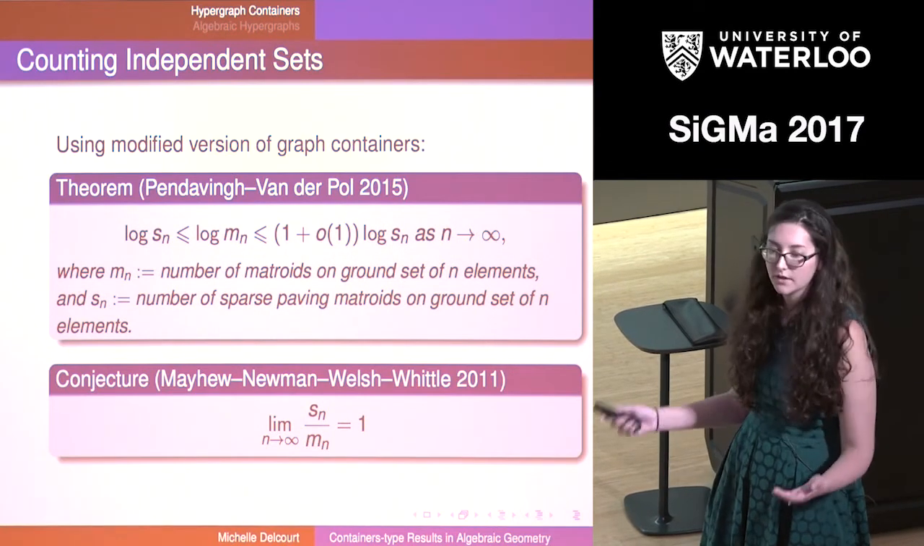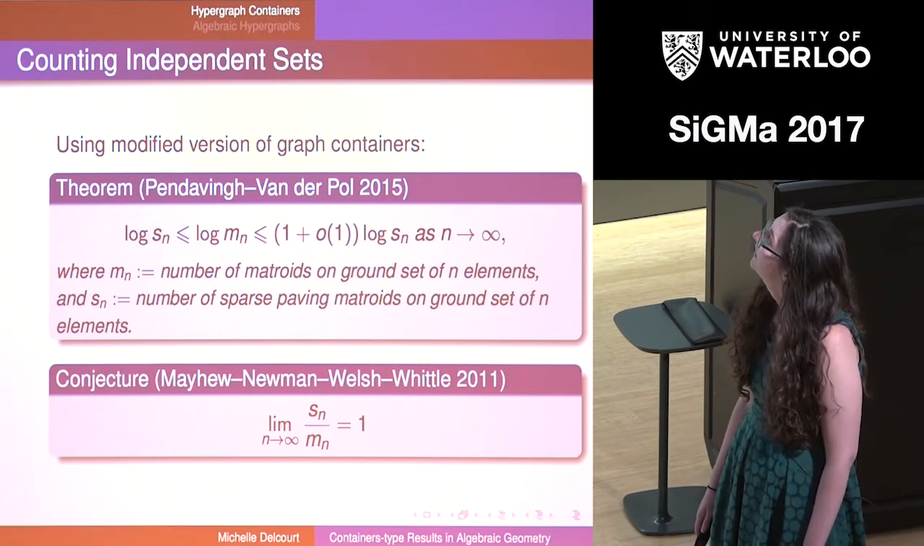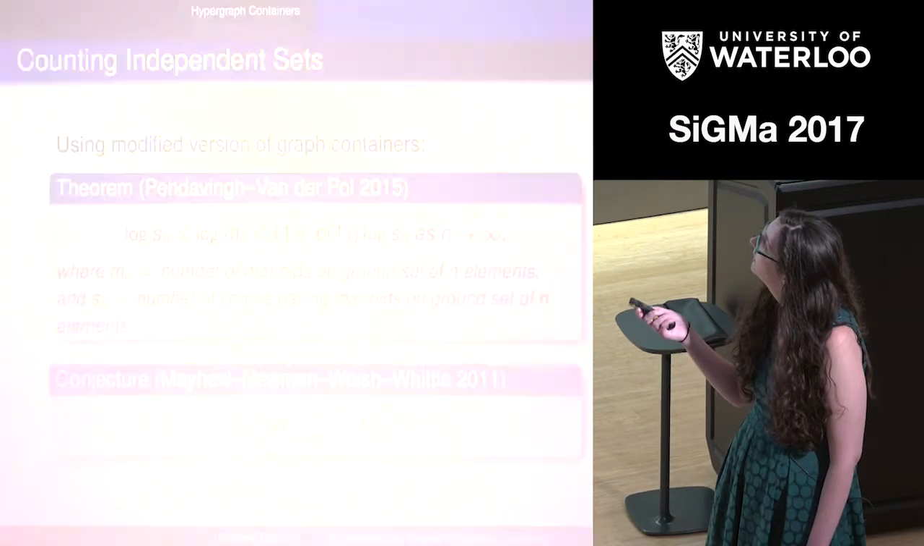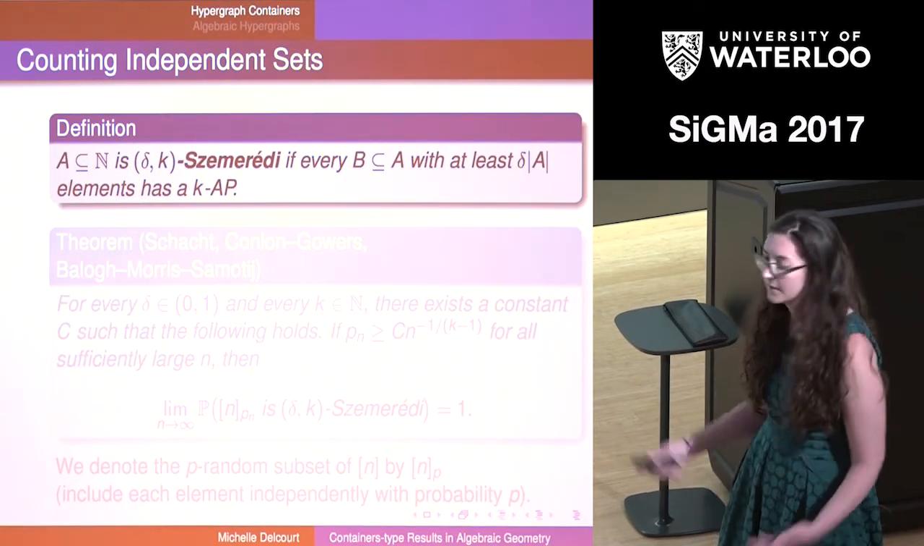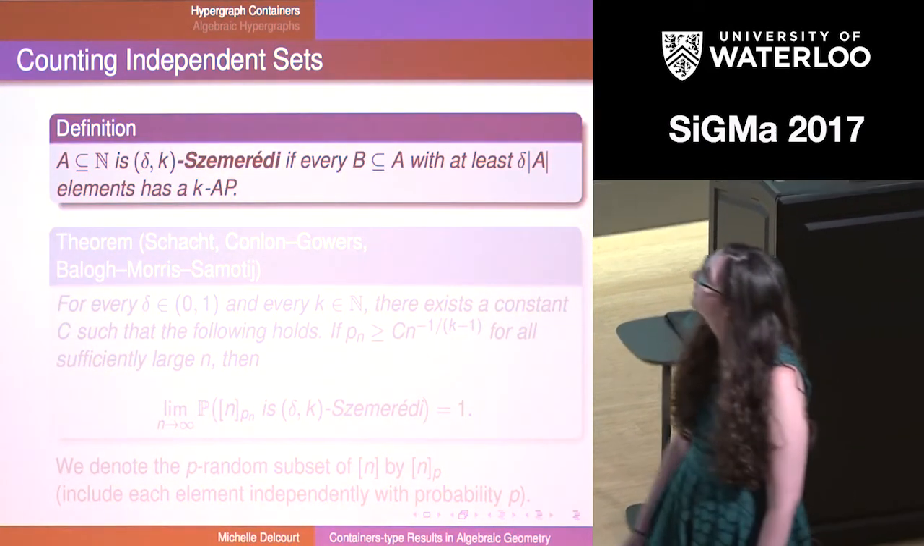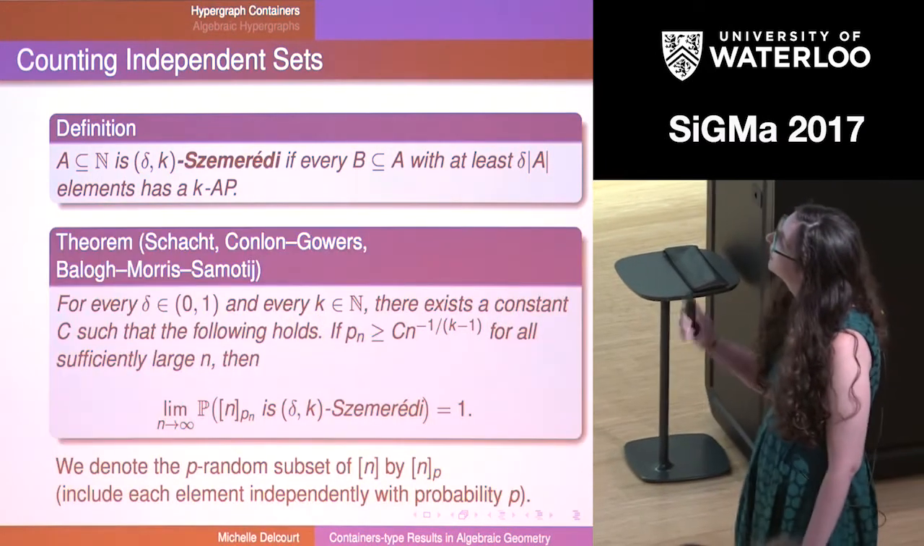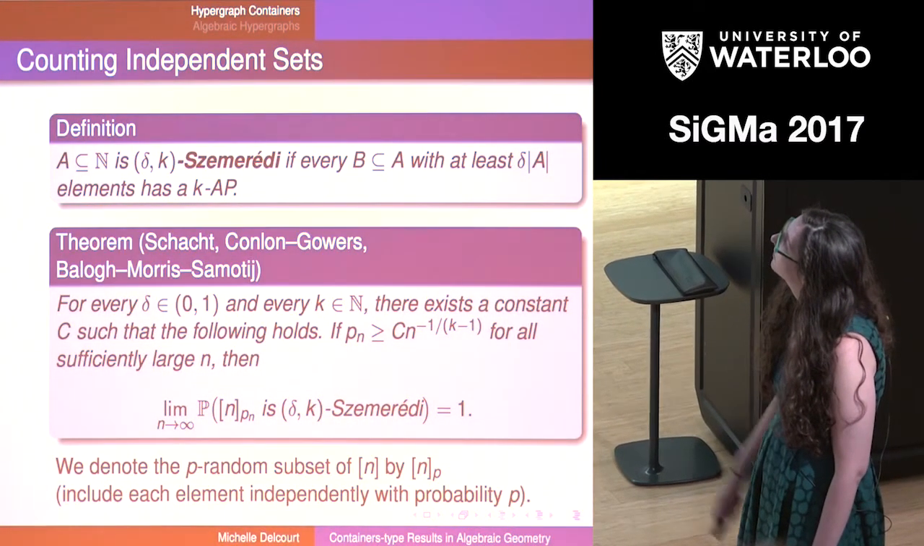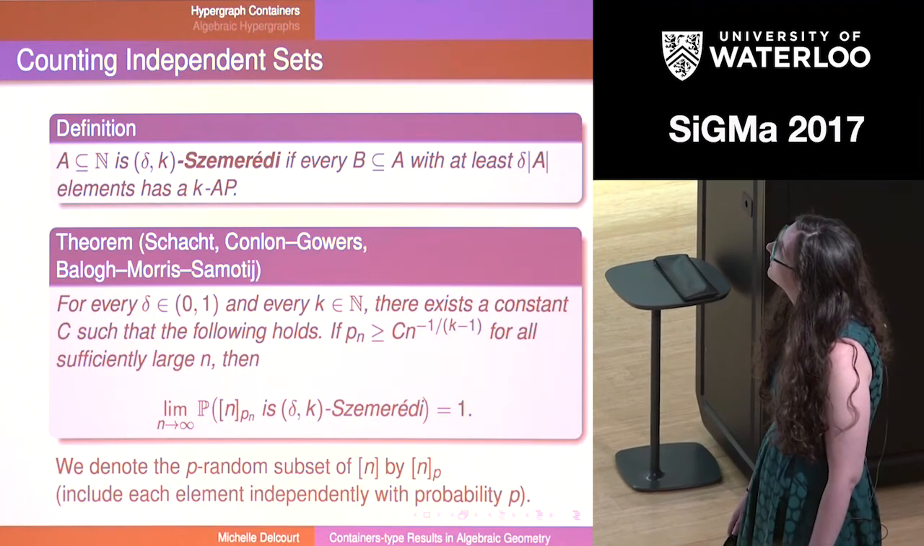And using a modified version of graph containers, we get the log version. All right, so I wanted to mention this really beautiful theorem. This appears in Balogh-Morris-Samotij, but it was first proved in earlier papers. So we have this concept of being delta-k Szemerédi.